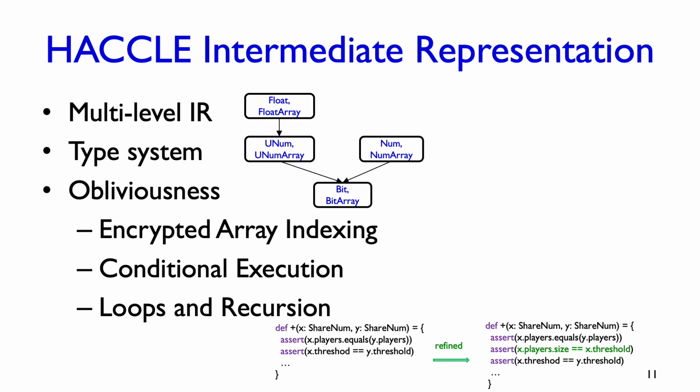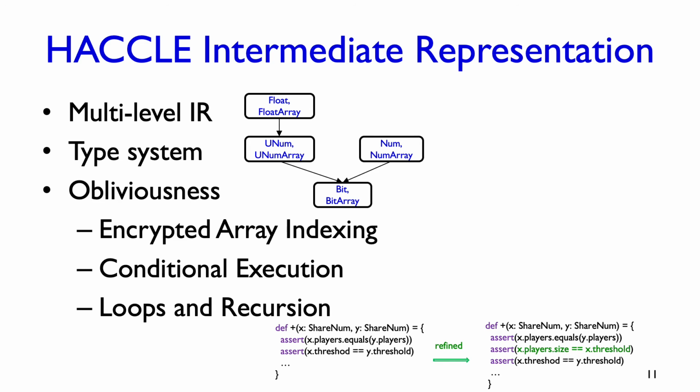Not every backend provides operations on all data types. For example, a backend may provide only bitwise operations. In that case, a program written to operate on integers must be automatically rewritten to operate only on bits and bit arrays. For instance, addition of integers may be rewritten to use full adders.